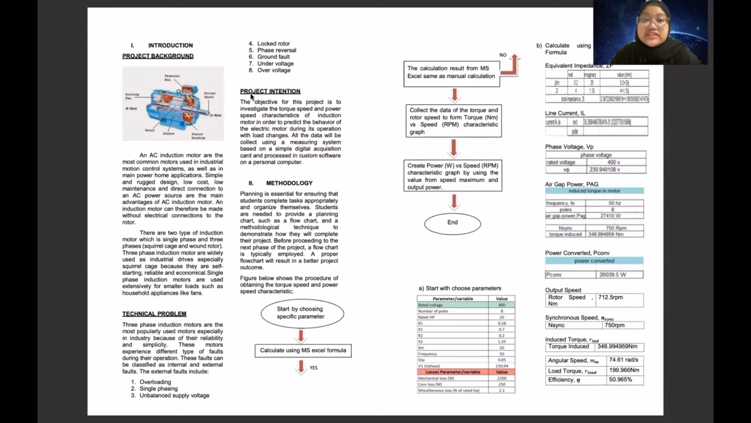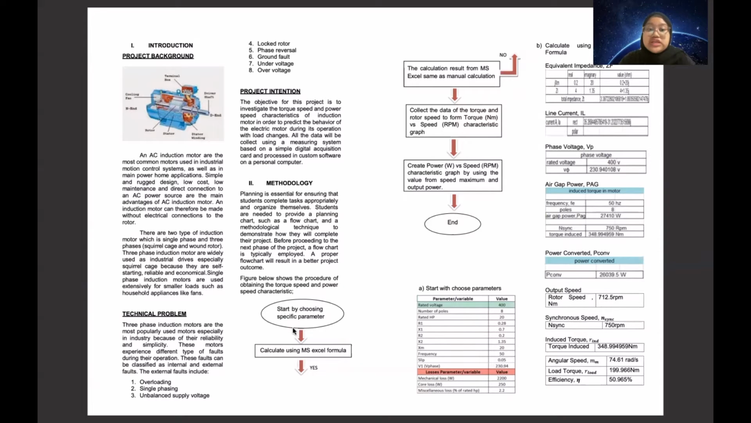Next is project intention. Okay, the objective for this project is to investigate the torque-speed and power-speed characteristics of an induction motor. So the methodology, we already looked at this.